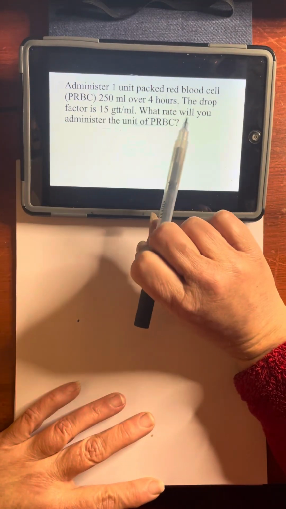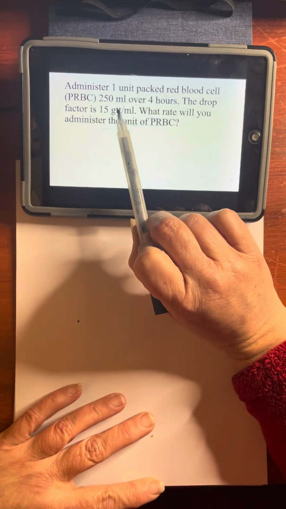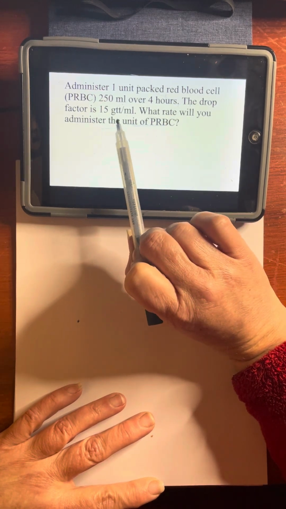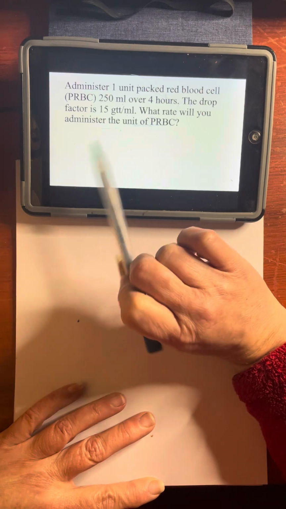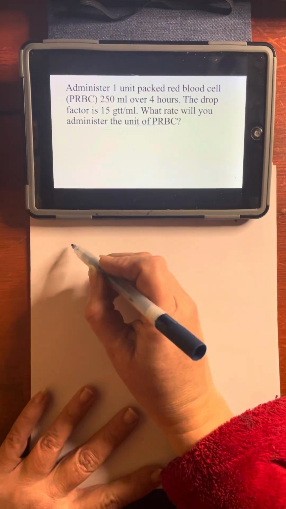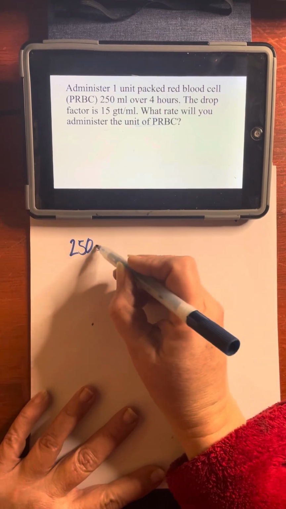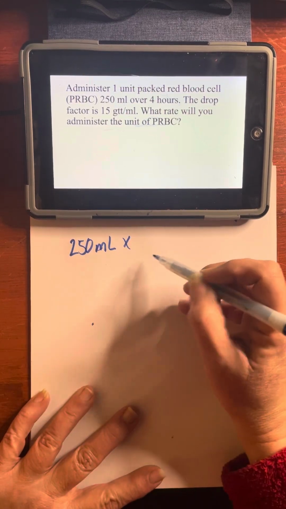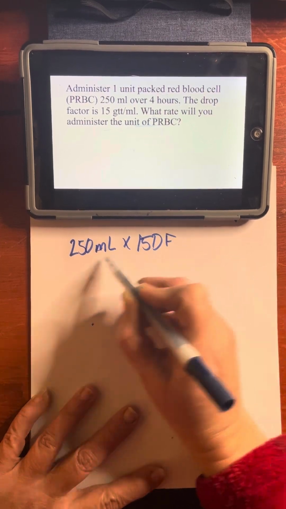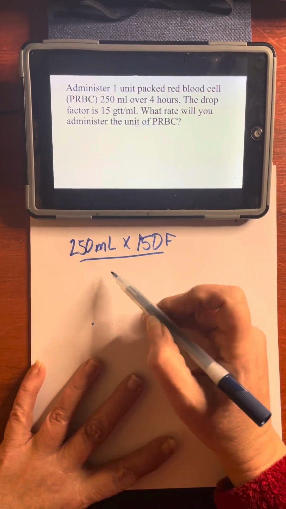Administer 1 unit of packed red blood cells, which is 250 milliliters over 4 hours. The drop factor is 15 drops per milliliter. What rate will you administer it? So our total volume is 250 milliliters times the drop factor, which is 15. I hope you hear me in your head on that test.